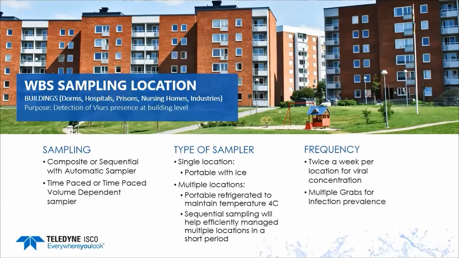A number of industries that were particularly hard hit during the pandemic are employing building level sampling to maintain production and operation. For sampling at the building level, composite or sequential sampling can be used, and the sampling method can be time-paced or time-paced volume dependent. Typically, portable or portable refrigerated samplers are used for building level sampling due to their portability. And the sampling frequency is generally twice a week for viral concentration.